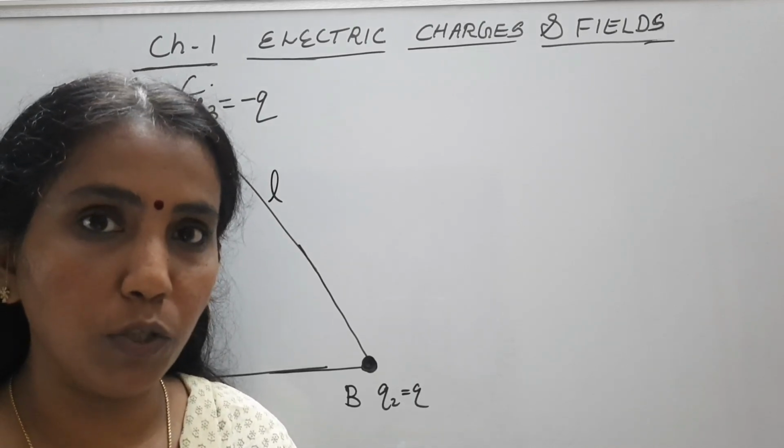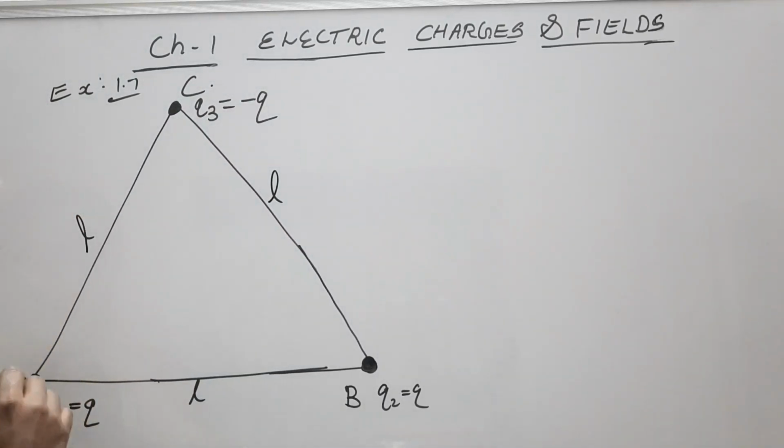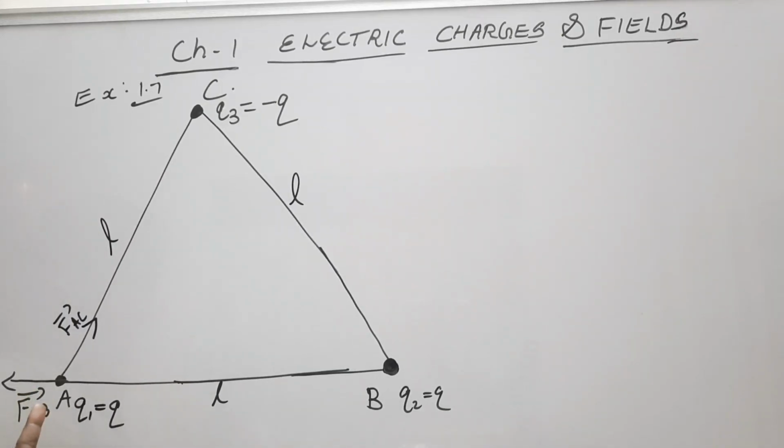Okay, so here we have to use both Coulomb's law and principle of superposition. So let's consider the charge at A first. So the forces acting on the charge at A are FAB and FAC. FAB is the force due to the charge at B, and that is a repulsive force. That is why the direction is like this. Similarly, the force on A due to the charge at C is FAC, and that is directed towards C because it is a negative charge. So an attractive force will be there. So the two forces acting on the charge at A are like this.